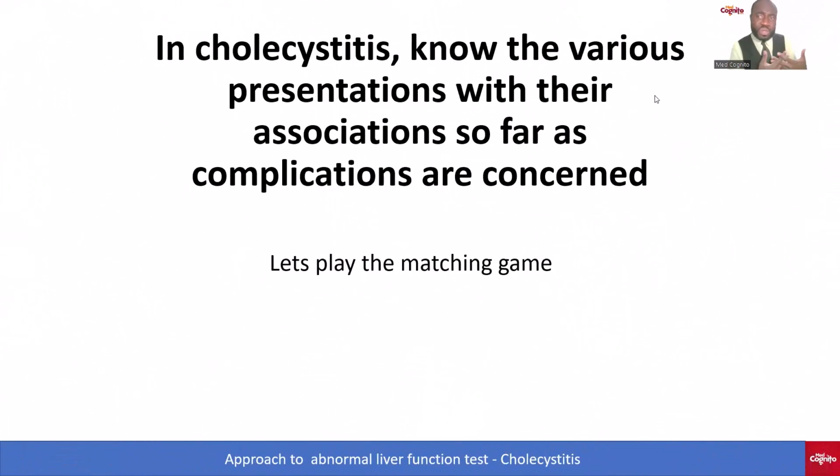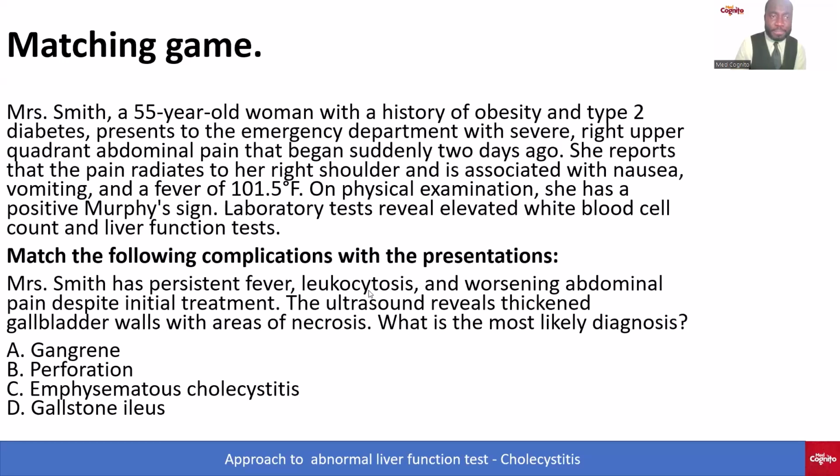So we're going to play what I call the cholecystitis game, and we are going to use that to assess for complications of cholecystitis. There are 4 complications, but how are you going to use the various things in the question stem to pick them up?